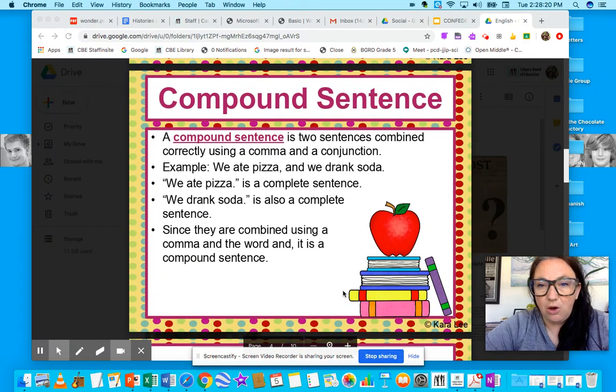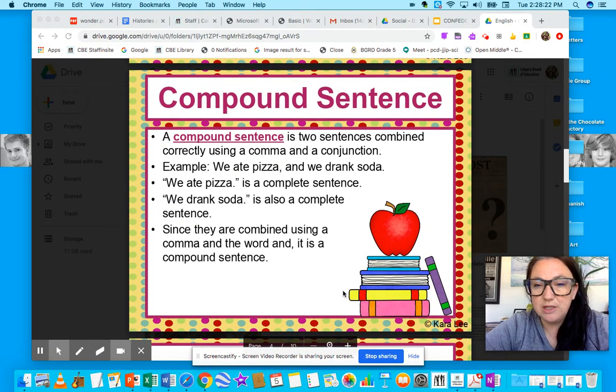There's something called compound sentences, when 2 sentences are combined correctly using a comma and a conjunction. So remember last week we were learning about conjunctions like and, but, or, okay? So this is an example. We ate pizza, comma, and we drank soda. We ate pizza is a complete sentence. We drank soda is also a complete sentence.